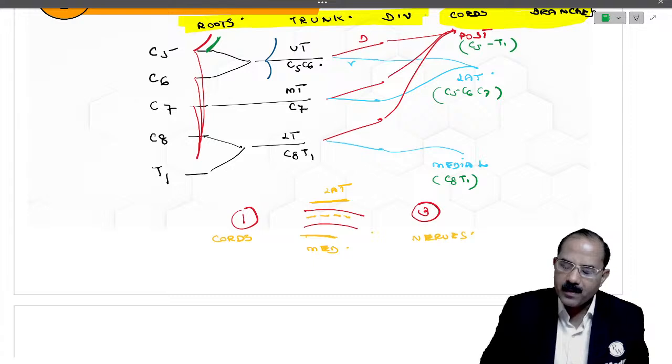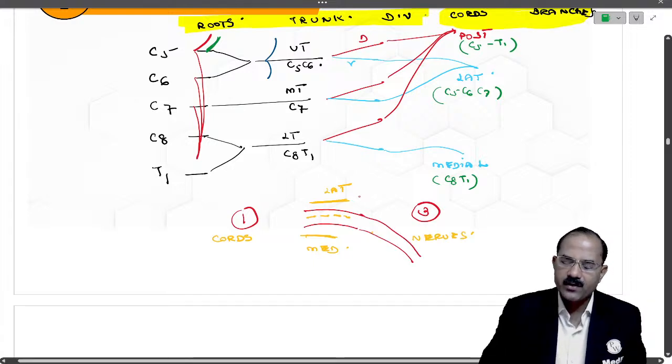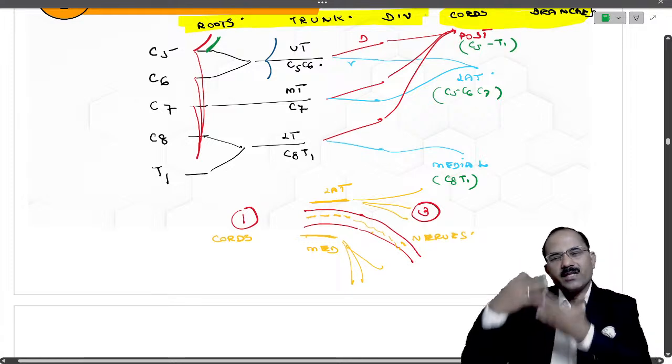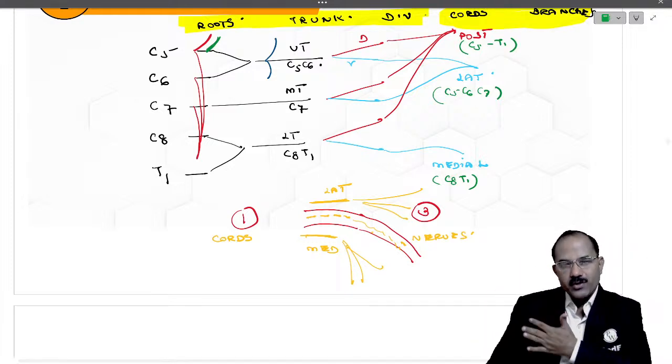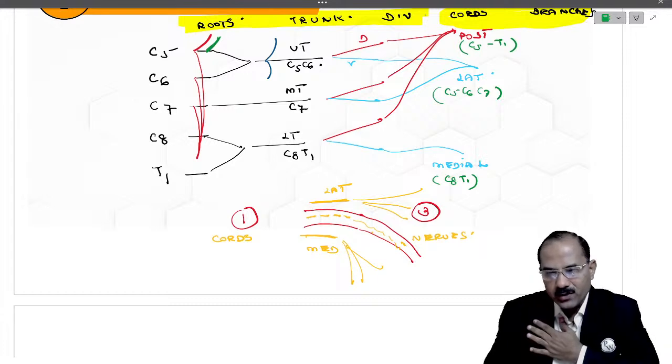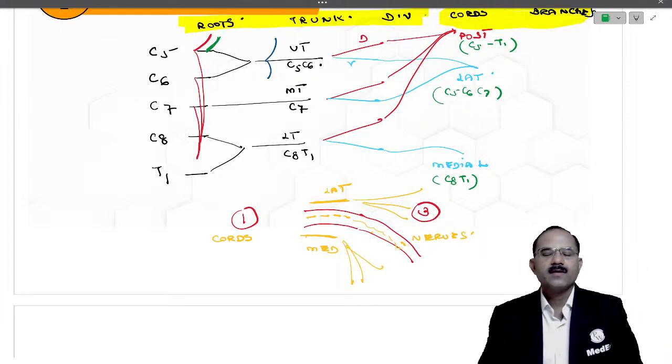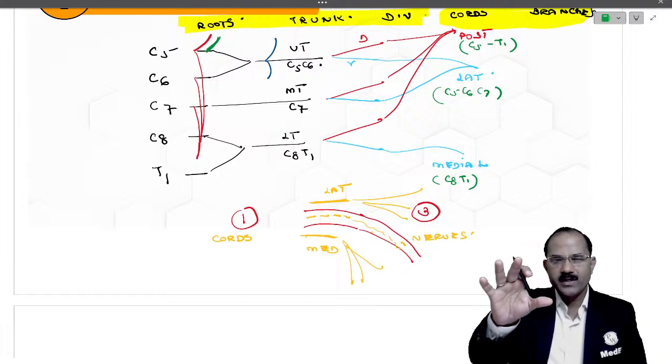And in the third part, what will we get? The branches. In the third part, you'll get the branches of the lateral cord, the branches of the medial cord, and the branches of the posterior cord. So the anterior relation of the axillary artery is pectoralis major. In the second part, pectoralis minor. Right? Clear? Fine. You get an orientation to this.